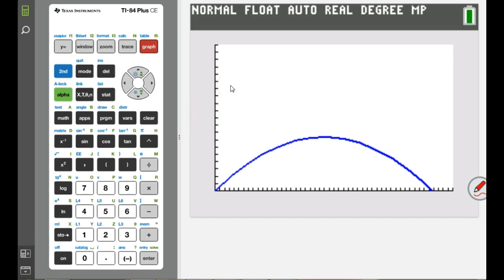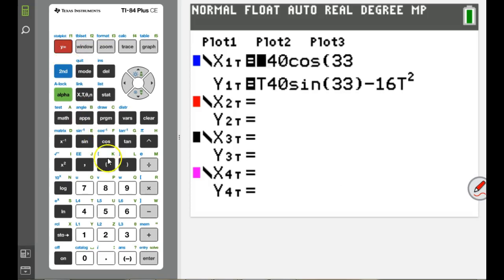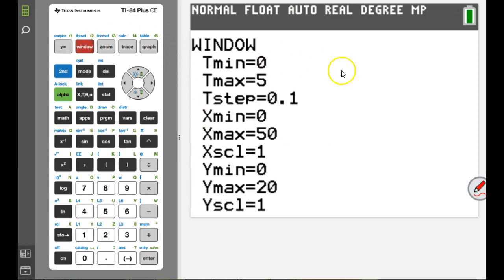Whose is not working? Everybody got it? Higher? Did you remember to close this parenthesis? Here's my window again.